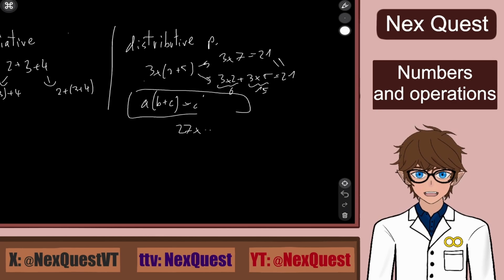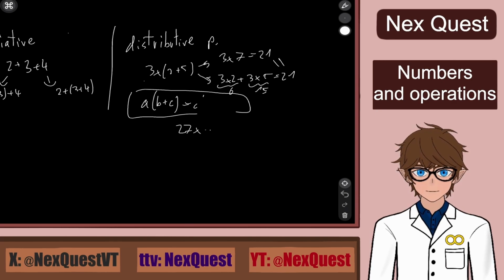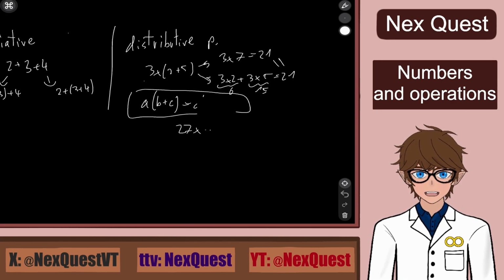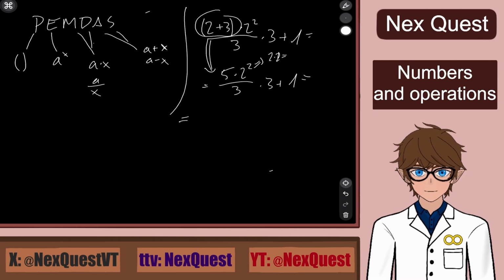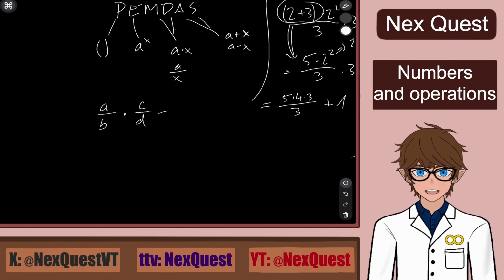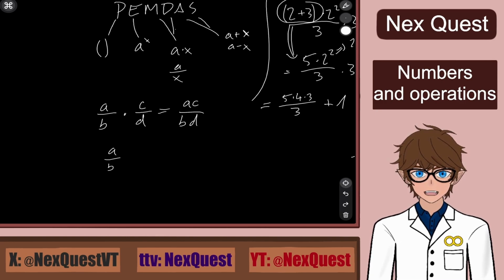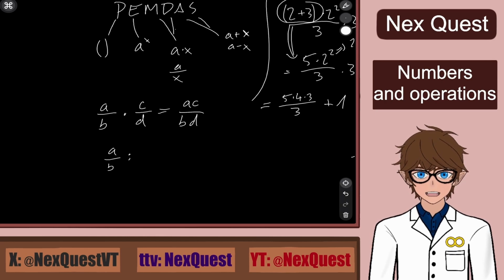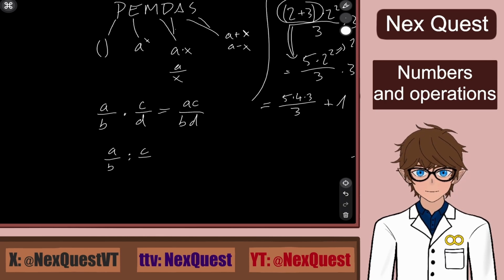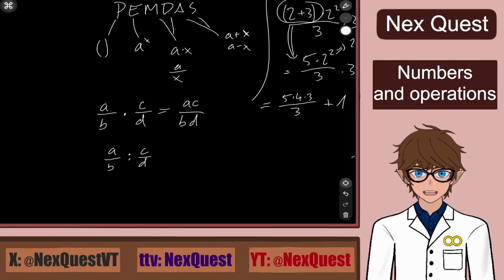Next up is multiplication and division. Since this is a division line and this is multiplication, as per the rules of multiplication and division of rational numbers, let's say a divided by b is one fraction and the other one is c divided by d. For multiplication, you just multiply top with top and bottom with bottom, so you get a times c divided by b times d.